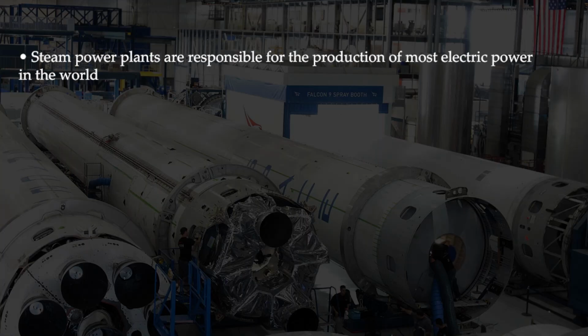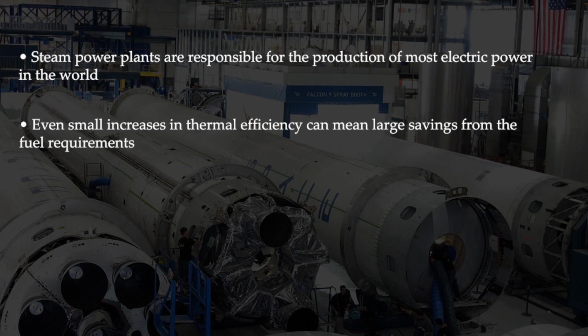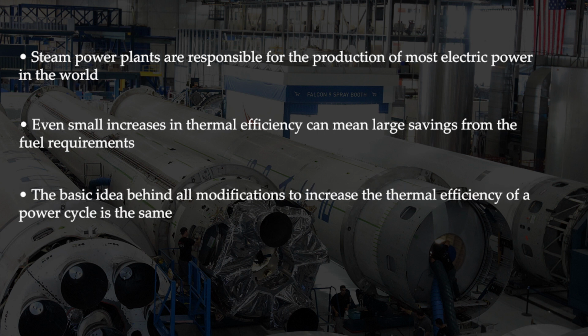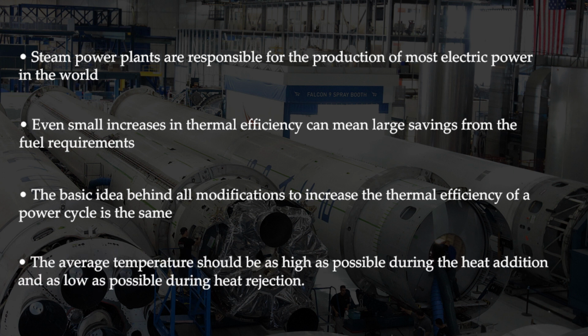Steam power plants are responsible for the production of most electric power in the world. Even a small increase in thermal efficiency can mean large savings in fuel requirements. The basic idea behind all modifications to increase the thermal efficiency of a power cycle is the same. The average temperature should be as high as possible during the heat addition and as low as possible during the heat rejection. So, this is the overview of Rankine cycle.